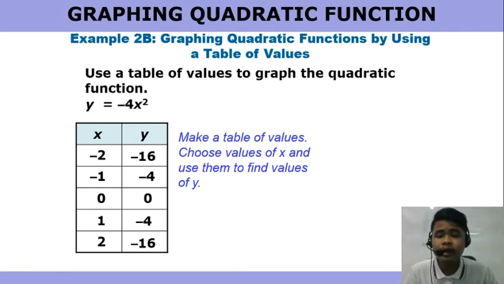So, naging negative 4 times negative 2 squared. Negative 2 squared is equal to positive 4. Negative 4 times 4 is equal to negative 16. The next, bakit negative 4 ang katapat dito sa negative 1?